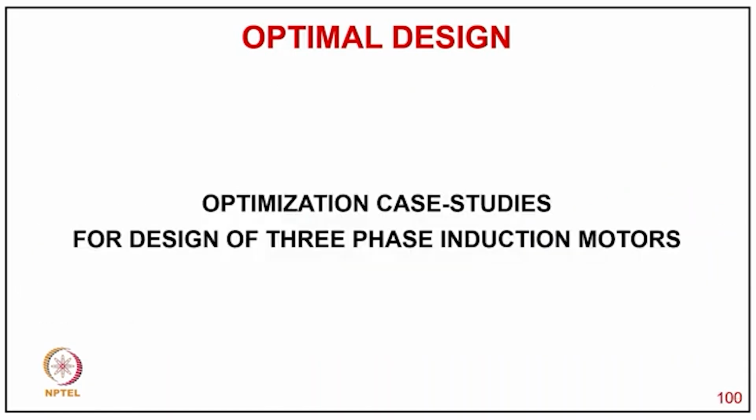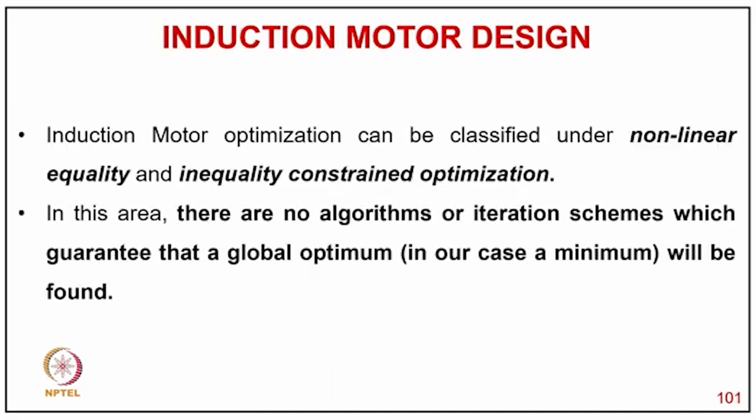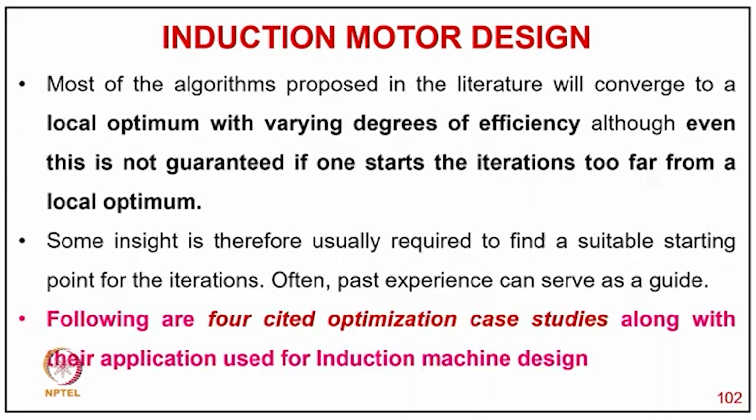So, coming to the optimization case study for the design of a three-phase induction motor. Induction motor design optimization can be classified as a nonlinear inequality constraint optimization problem, and in this area there is no algorithm or iterative scheme which guarantees that the global optimum, in our case a minimum, will be found, because this is a conditional design or constrained design in general.